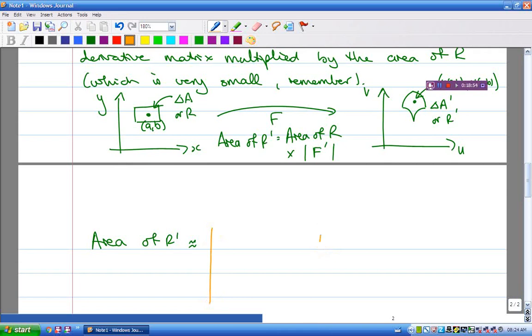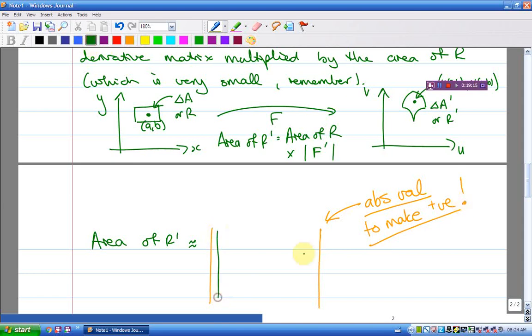I'm going to have some nice big orange signs here, and those are not determinant signs. Those are absolute value signs. And let me just stress that, to make positive. Okay, and then inside that I'm going to have my modulus, my determinant signs, which I'm doing in green.